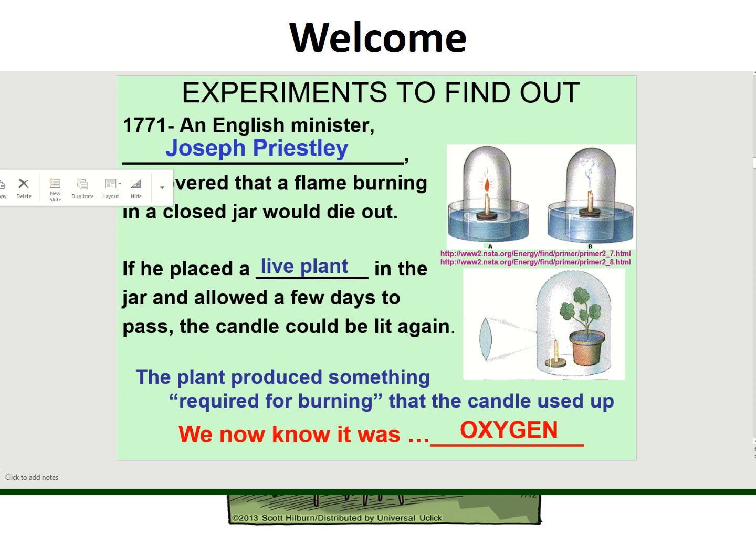In 1771, an English minister, Joseph Priestley, discovered that a flame burning in a closed jar would die out. So the first one was in 1643, and then 1771, that's almost like 100 years later. So he discovered that a flame burning in a closed jar would die out.